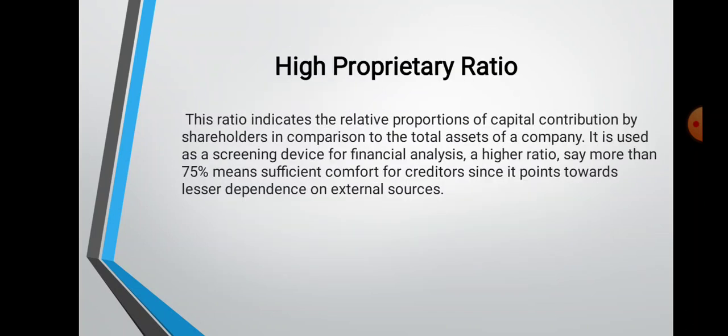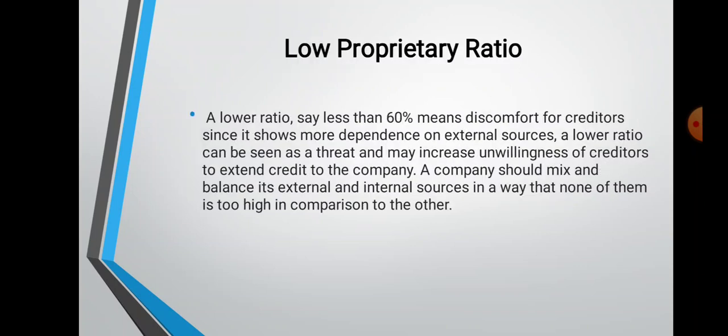So you can see here, high proprietary ratio. A high proprietary ratio also indicates the relative proportion of capital contributed by shareholders in comparison to the total assets of a company. It is used as a screening device for financial analysis. A higher ratio, say more than 75%, means sufficient comfort for creditors, since it points towards lesser dependence on external sources.